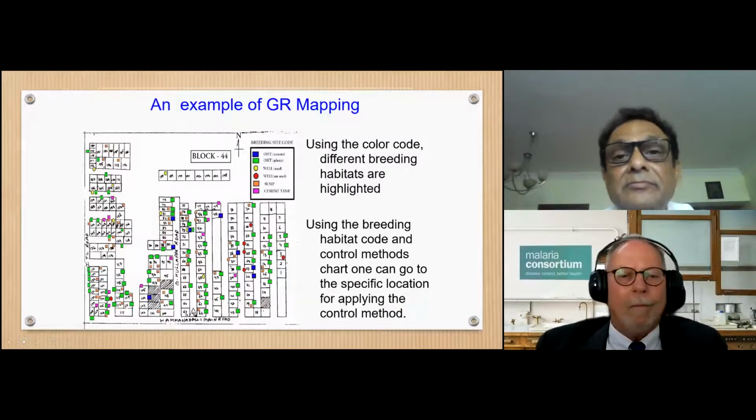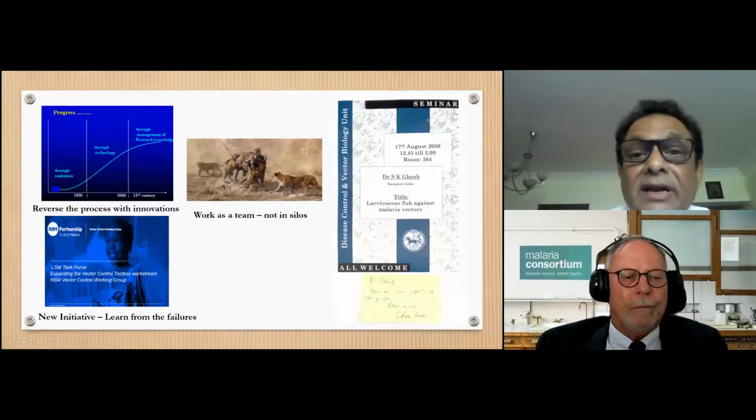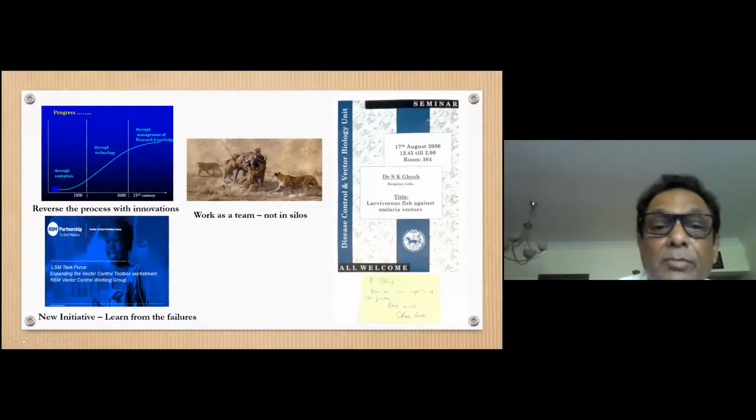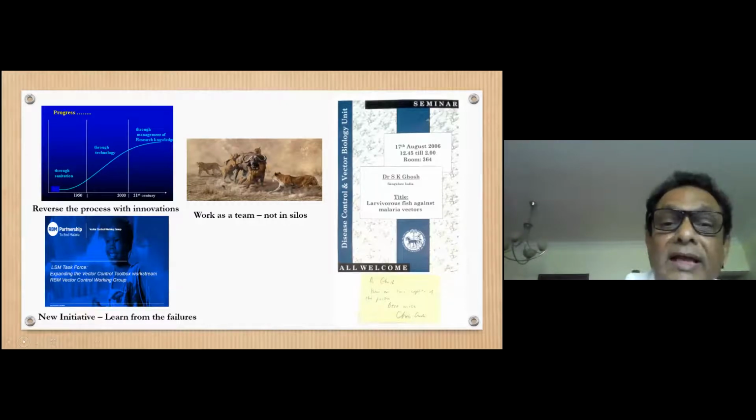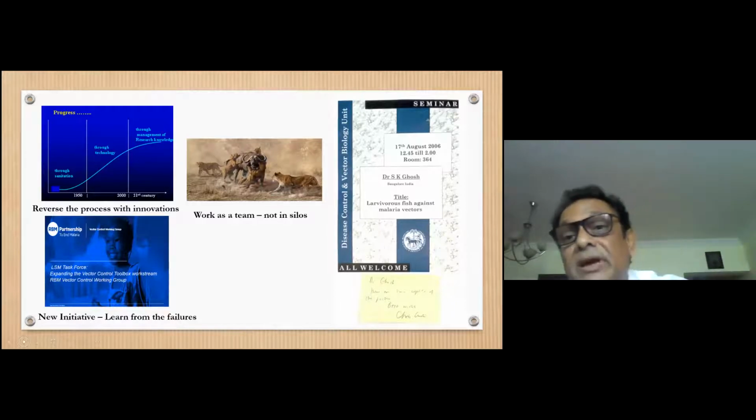Yes, next slide. This is an example of GR I have given you. And now, this thing about working as a team: you can see a big buffalo, and how the lions, in teamwork, can kill the buffalo for their food. So we have to work as a team, not in silos. And I can tell you how a seminar can change thoughts.